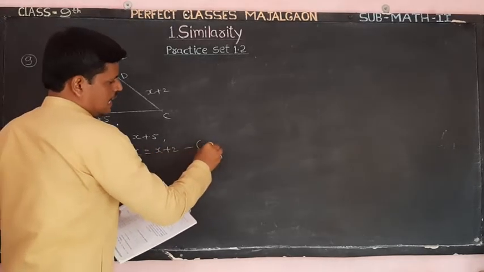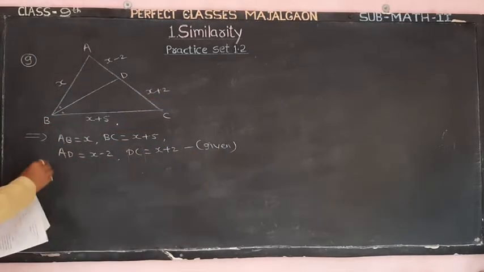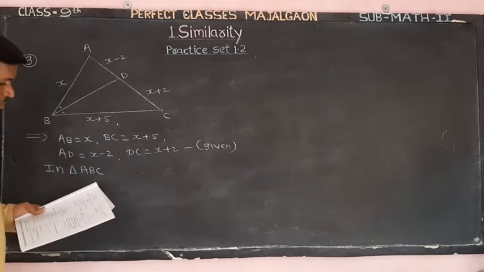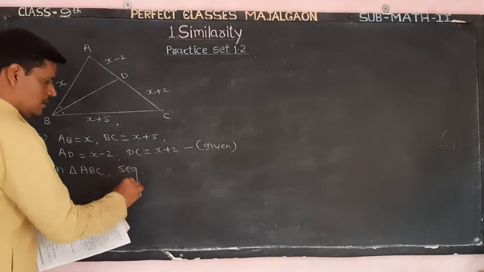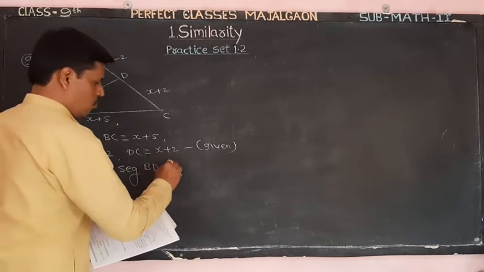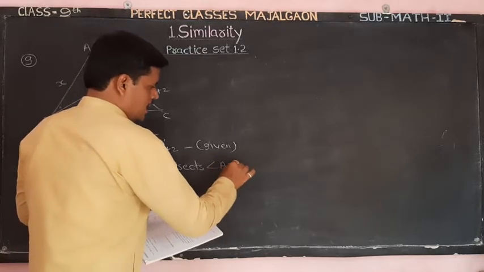Here the reason is that it is given. All these are given in the example. Also in triangle ABC, check: BD bisects angle ABC.